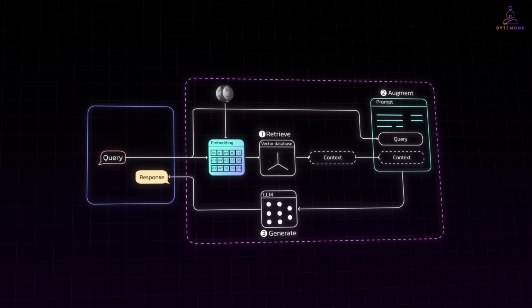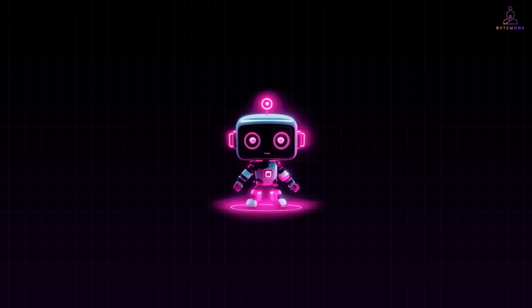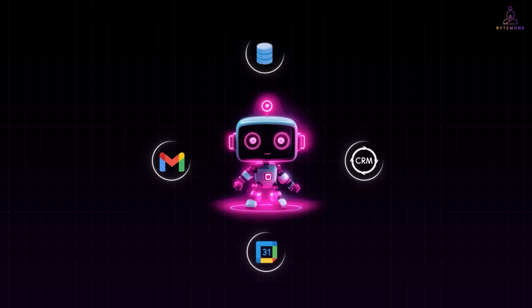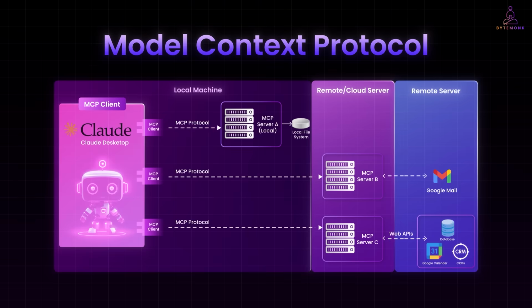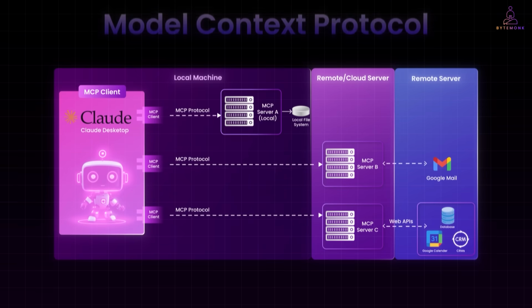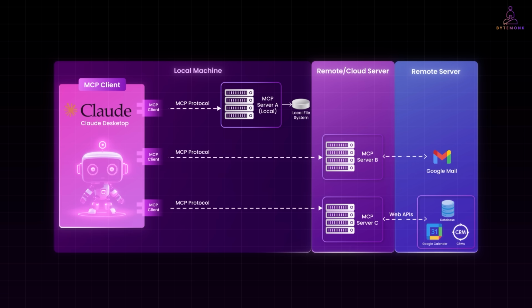related task. Now, one of the challenges in building AI productivity apps is integration. Your assistant might need access to calendars, emails, CRMs, or databases, and wiring up each one can get messy fast. And that's where MCP or Model Context Protocol comes in. It's an emerging open standard that acts like a USB-C port for AI.